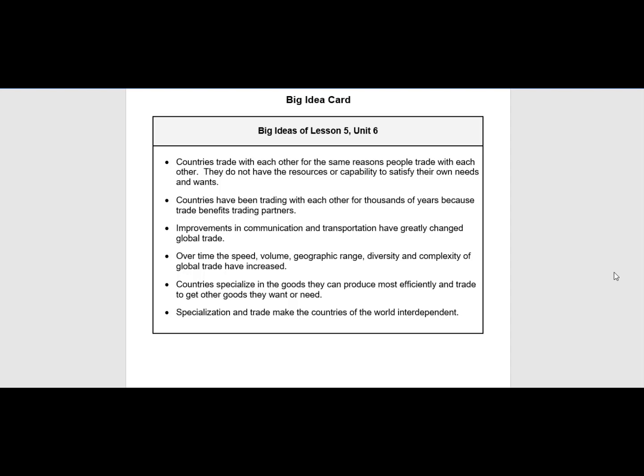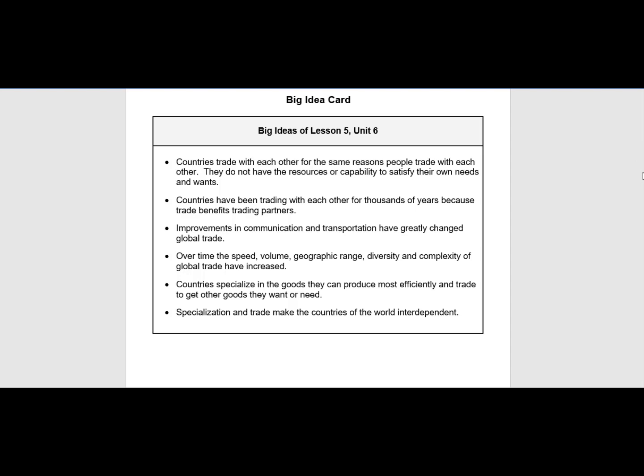Bullet point 2, countries have been trading with each other for thousands of years because trade benefits trading partners. Bullet point 3, improvements in communication and transportation have greatly changed global trade. Bullet point 4, over time, the speed, volume, geographic range, diversity, and complexity of global trade has increased. Bullet point 5, countries specialize in the goods that they can produce most efficiently and trade to get other goods they want or need. And bullet point 6, specialization and trade make the countries of the world interdependent.